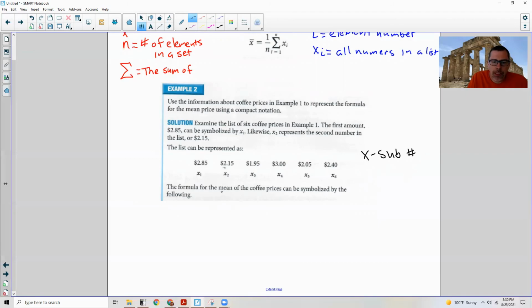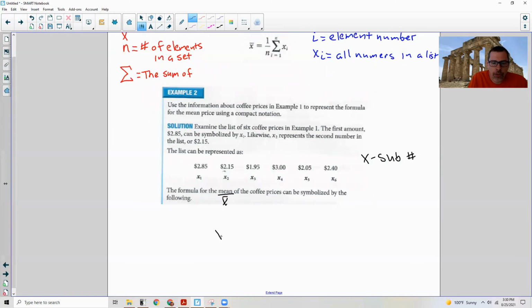So the formula for the mean, X bar, of the coffee prices can be symbolized by the following. So I want this formula. So it's going to be X bar equals 1 over n. What does n mean? The number of elements in the set. How many elements do we have in our set? 6. So it's 1 over 6. And then the sigma logo, okay? And i equals our first element, 1, and we want to go out to the last one. We want to count them all. So n is going to become 6 up here. And this is going to be X sub i.